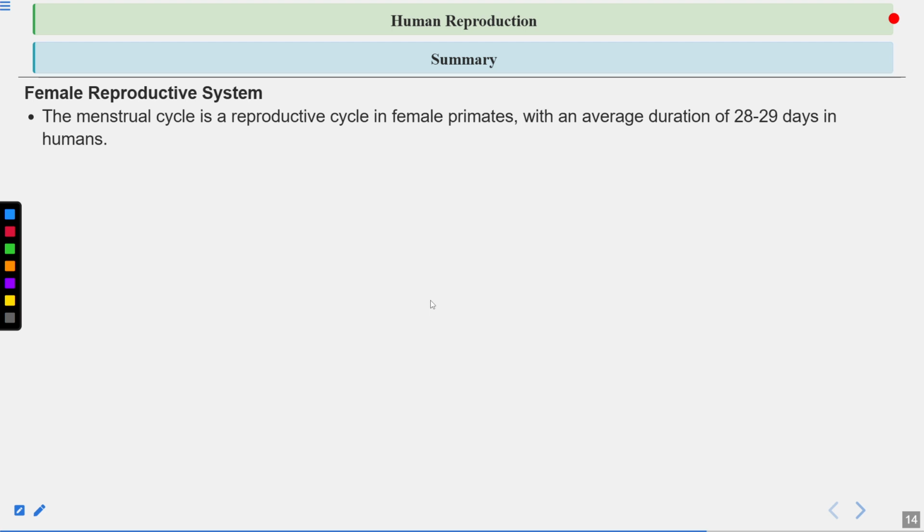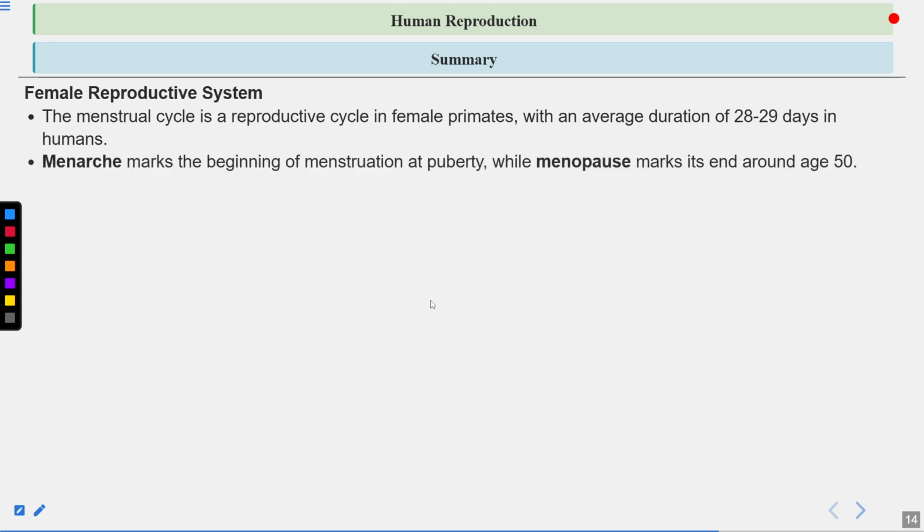Now we talk about the menstrual cycle today. The menstrual cycle is a reproductive cycle in the female primates with an average duration of 28 to 29 days in humans. Now, menarche marks the beginning of menstruation at puberty, while menopause marks its end around age 50. Although the oogonia and primary oocytes are produced before birth, these primary oocytes are arrested at prophase 1 of meiosis 1 until puberty, and then they complete their meiosis 1 division after puberty.